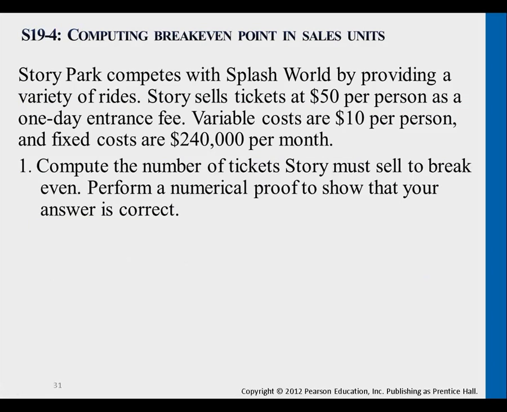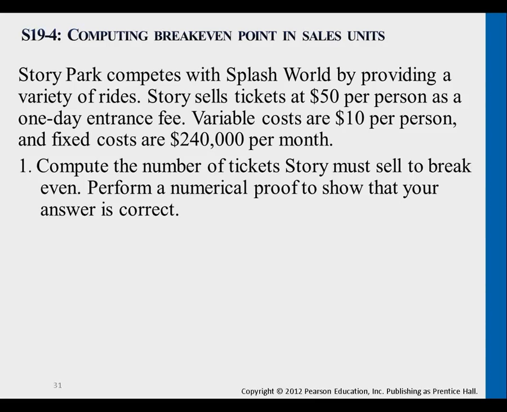So let's try an example really quick. Okay, so Story Park competes with Splash World by providing a variety of rides. Story sells tickets at $50 per person as a one-day entrance fee. Variable cost at $10 per person and fixed at $240,000 per month. So let's see how many tickets Story must sell to break even. Just take 2 minutes. It's easy calculation.